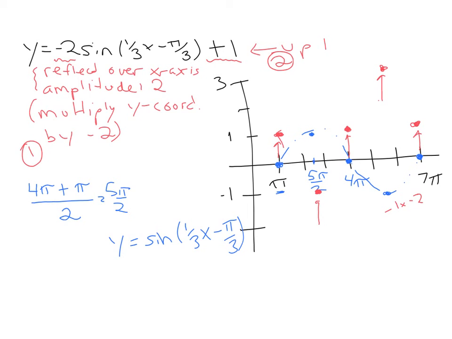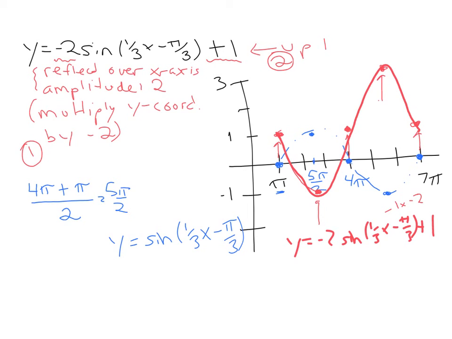And then if I just connect the dots now, and let me draw this a little thicker just so it stands out. Here is the final graph for y equals -2 sine of 1/3 x minus pi over 3 plus 1. Now we've taken everything into account, and that graph in red is your final answer.